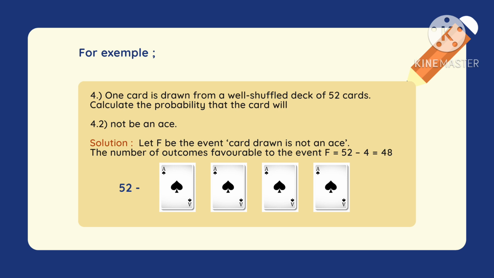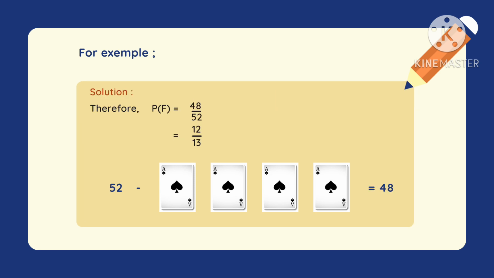Next, 4.2, not an ace. Solution. Let F be the event: the card is not an ace. The number of outcomes favorable to the event F is 52 minus 4, equal to 48. Therefore, the probability of F is 48/52. So the answer to this example is 12/13.